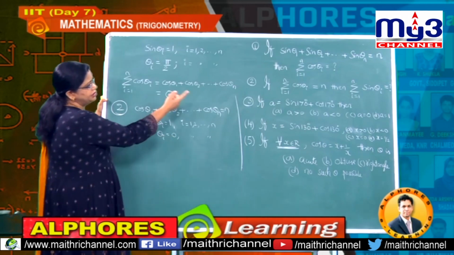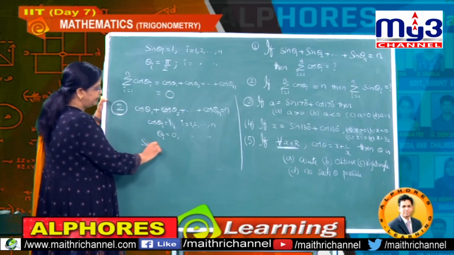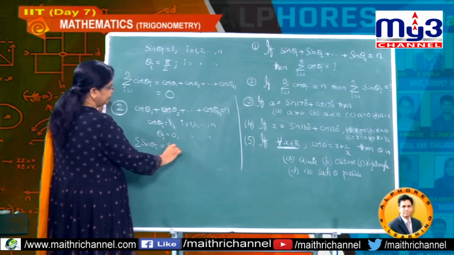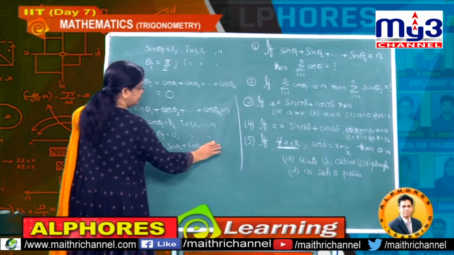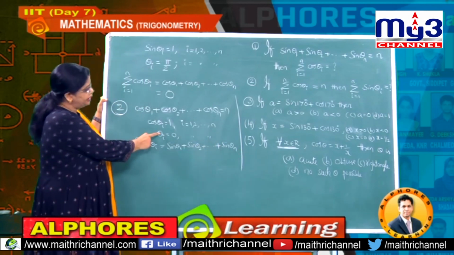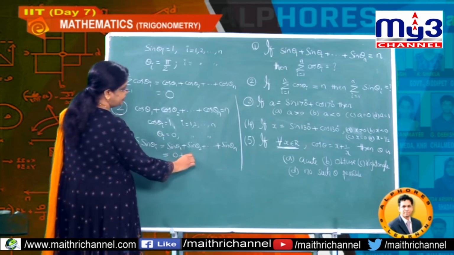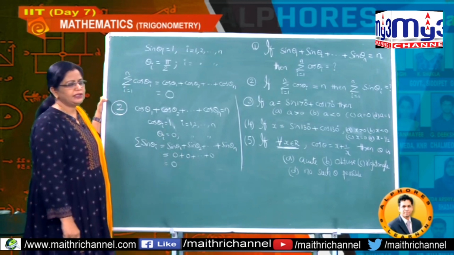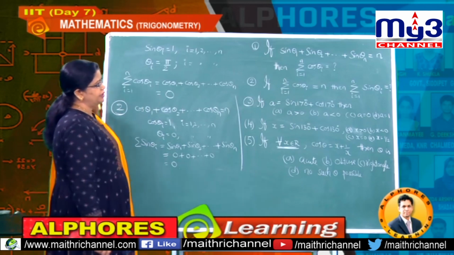And now I will substitute all values in the required one. What is the required one? Sigma sine theta I. And what is sigma sine theta I? It is sine theta 1 plus sine theta 2 plus sine theta 3 etc., up to n. Now what is each theta I here? 0. Therefore, if you substitute 0 plus 0 etc., simply you get the answer: how much? 0. Understand, students?